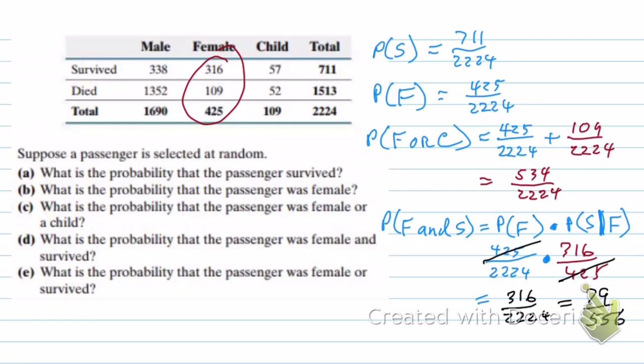Would you say females had a better chance of survival than males? Yeah. About that same number of males survived. Compare how many died. Great to be a guy on the Titanic. No. Okay. All right. So, what's the probability the passenger was female or survived?